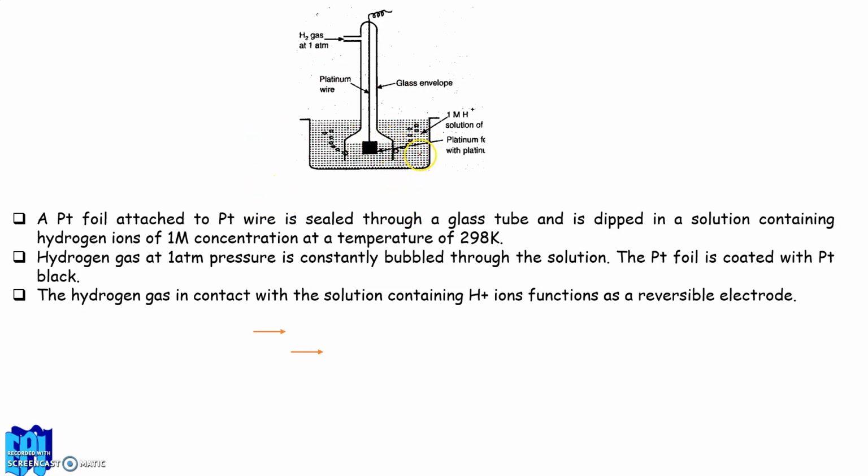I will explain the structure and the parts. It consists of a beaker, and inside it there is a glass envelope or glass tube which contains a platinum wire. At the end of the platinum wire a platinum foil is connected, and that platinum foil is coated with platinum black. That setup is sealed in a glass envelope, and the glass envelope has a small inlet. This setup is entirely dipped in a solution containing 1 molar HCl or 1 molar H plus solution.